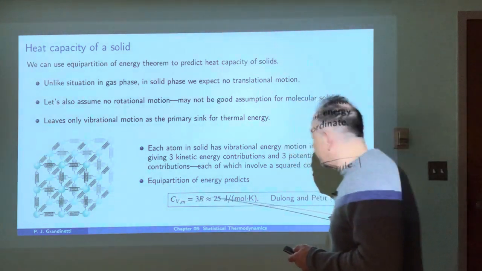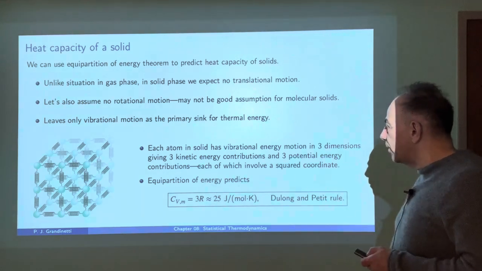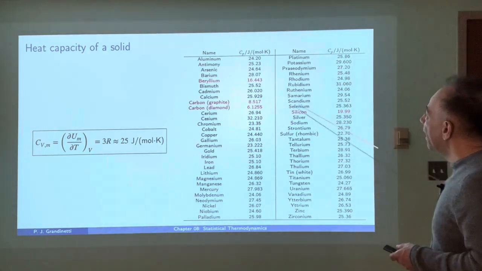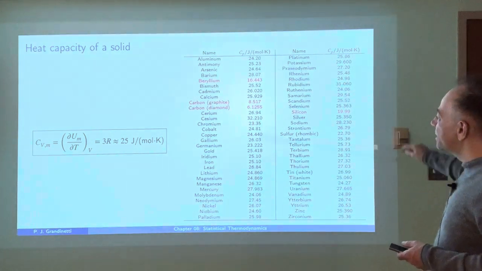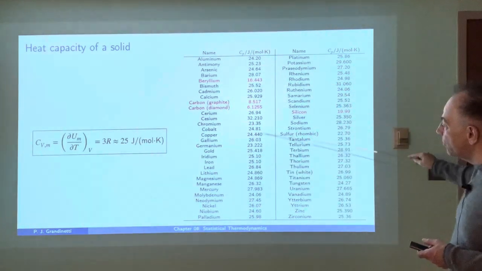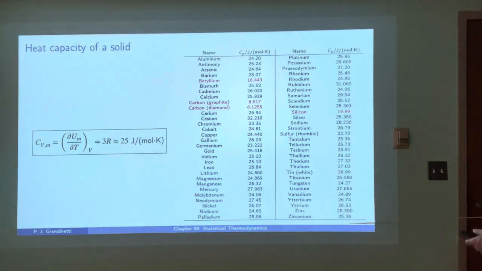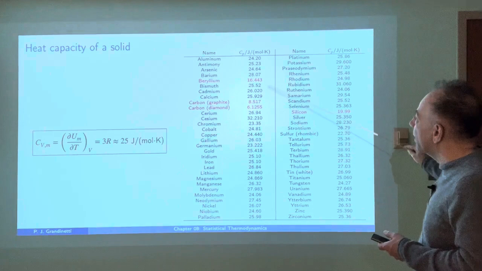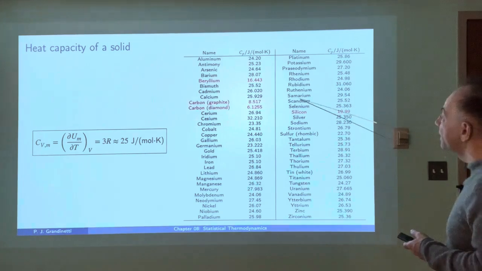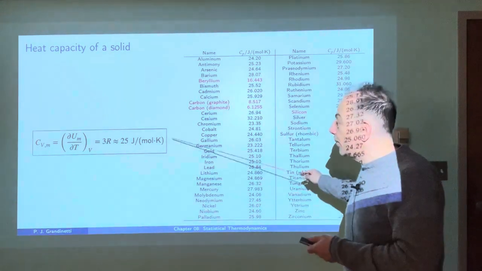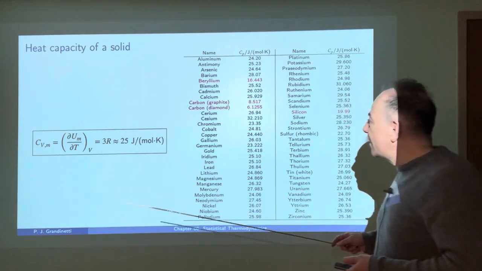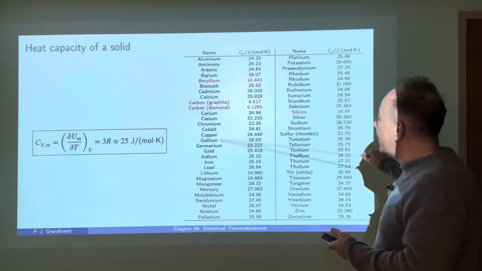It turns out that this gives you a pretty good prediction at room temperature for a lot of materials. I give you a table here of different elements and their heat capacities at room temperature. You can see the prediction of 25 is pretty close to what you see for all of these elements. There are a few where it's off, and I highlighted them in red, like beryllium, carbon and silicon, which are much lower. So you see that when they're off, they're lower than the predicted value, as you might expect. We're losing contributions.